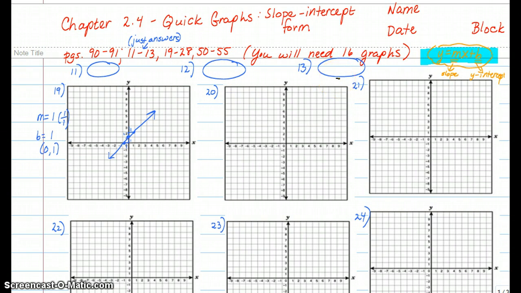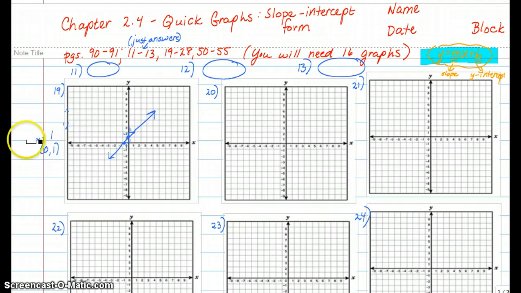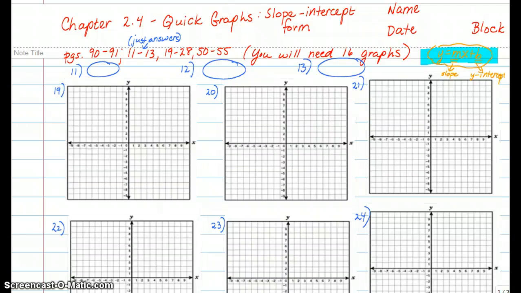Now, with that said, let's take a look at number 19. On 19, we are going to go ahead and write down what they give us, because 19 through 22 say, draw the line with the given slope and the y-intercept. So number 19 gives us m equaling 1. When you graph that, it's rise over run, 1 over 1. And b equals 1. And if you graph that, it's 0, 1. So go ahead and plot your 0, 1.